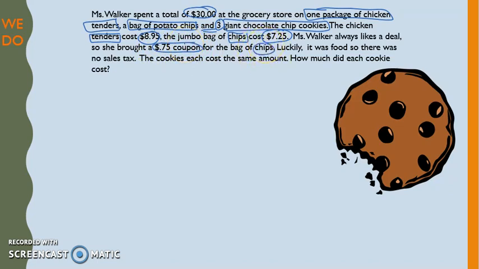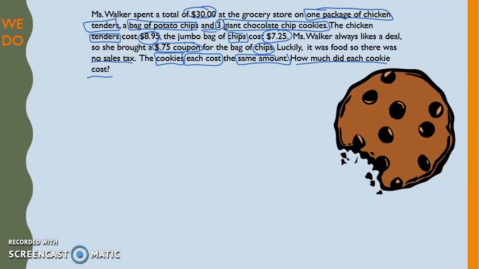And I always like a deal, so I brought a 75-cent coupon for the chips. Now, luckily, it was food, so there was no sales tax. The cookies each cost the same amount. How much did each cookie cost?